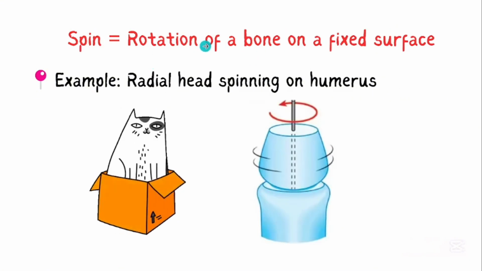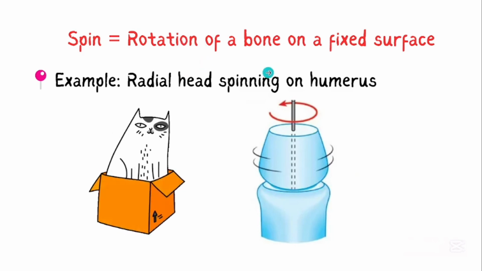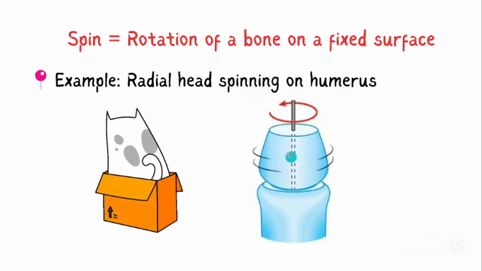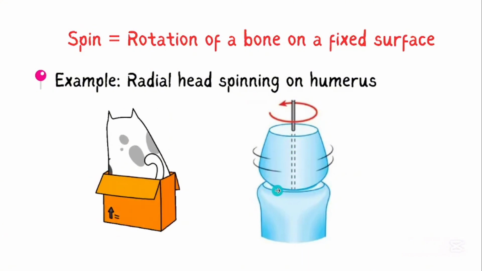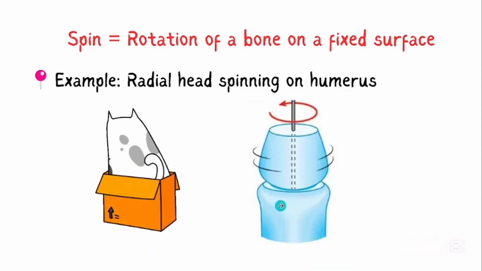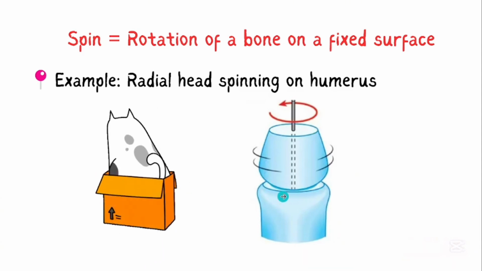Third is spin. Here, one bone rotates in one place on another, like a spinning top. For example, this occurs at the radiocapitellar joint where the head of the radius spins against the humerus during forearm pronation and supination.